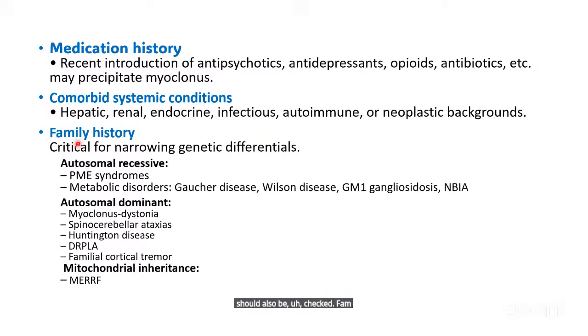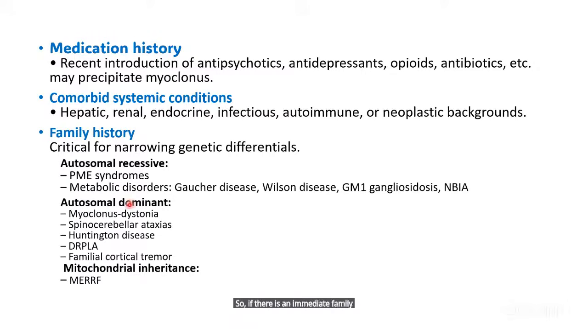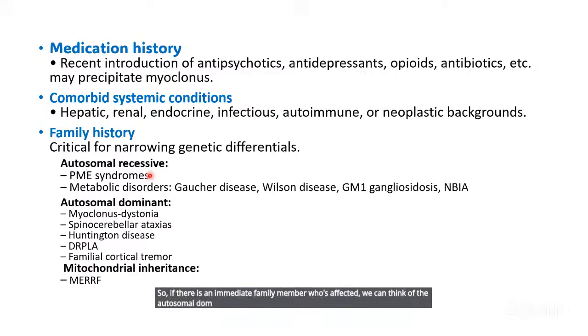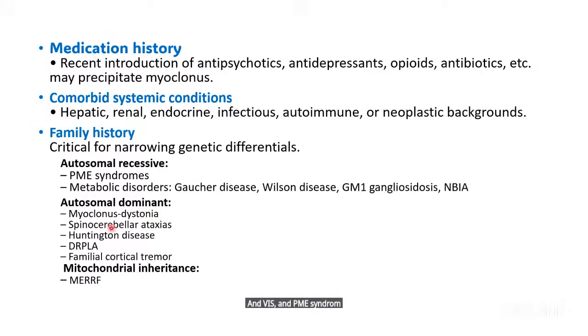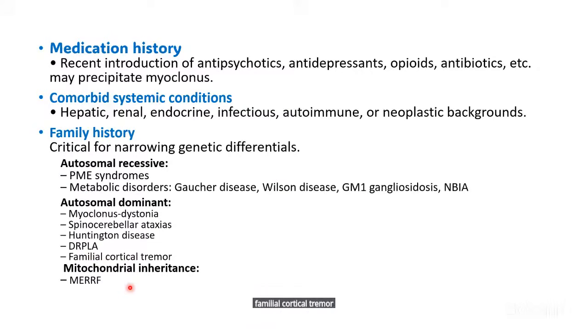Family history will definitely help us narrow the genetic differentials. If an immediate family member is affected, we can think of autosomal dominant. If there is no immediate family member affected but the previous generation is affected, we have to think about metabolic disorders such as Gaucher's disease, Wilson's, GM1, NBIAs, and PME syndromes. In autosomal dominant, myoclonus dystonia, SCA, Huntington disease, DRPLA, familial cortical tremor, and if it is mitochondrial inheritance, MERRF, we have to think of.